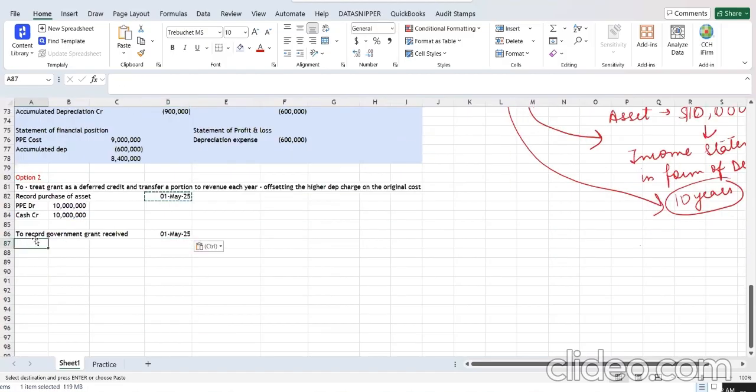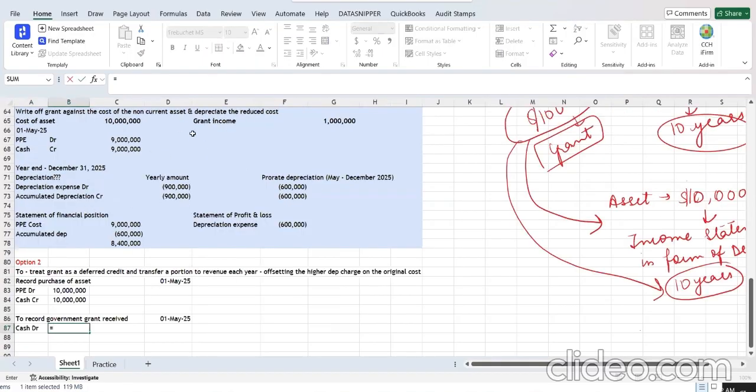So what will I do? I will say cash debit. How much? 1 million. 1 million here. And then I would say, what should I say? Should I credit my income? Should I credit my income account? Or should I credit my deferred income account?